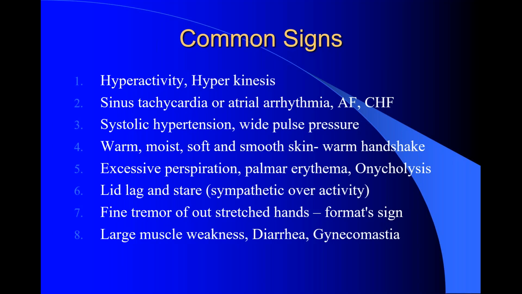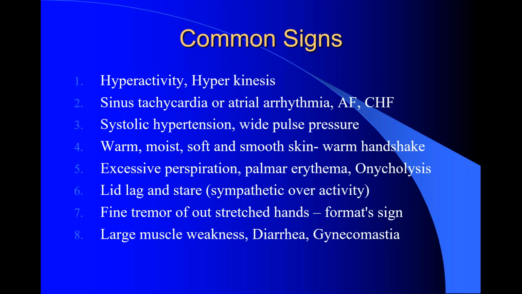Then common signs will include hyperactivity, hyperkinesis, sinus tachycardia. In hypo it was bradycardia. Here it is sinus tachycardia, and there is a tendency to arrhythmia and heart failure, like atrial arrhythmia, AF, CHF. There in hypo it was diastolic raised BP. Here it is systolic hypertension. Then the patient also has wide pulse pressure. What are the differential diagnoses of wide pulse pressure? Hyperthyroidism is one of the conditions. Other causes could be severe anemia, aortic regurgitation. So these things you have to remember.